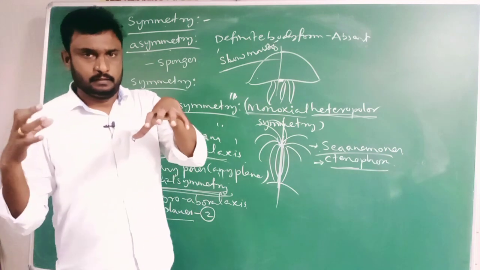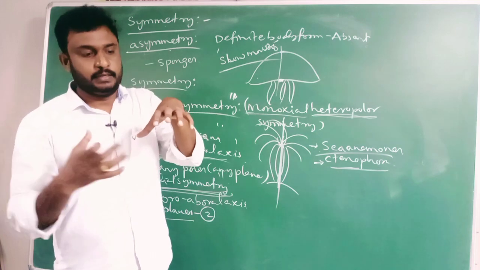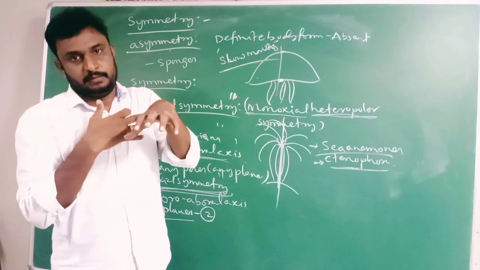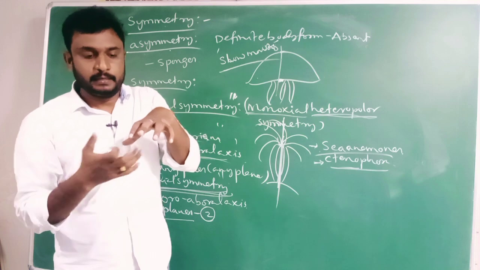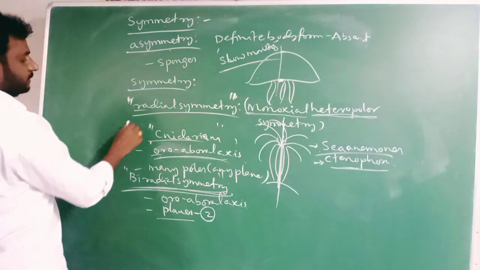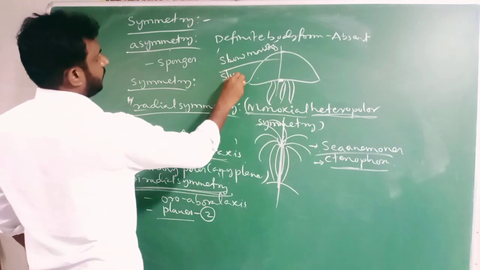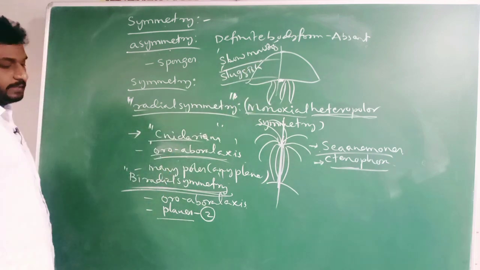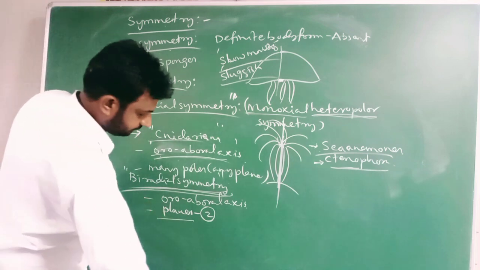If any fish tries to catch the jellyfish, whether it is coming from this side or from this side, it can respond to the stimulus and escape from that area. That is the advantage of radial symmetry for slow moving or sluggish animals. Next, bilateral symmetry.